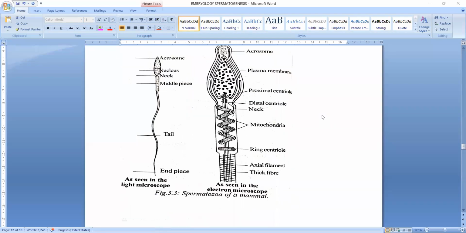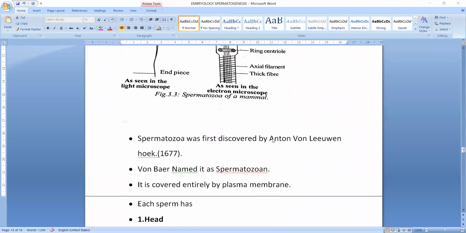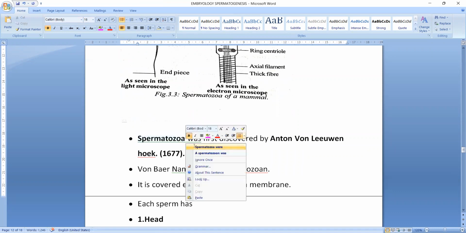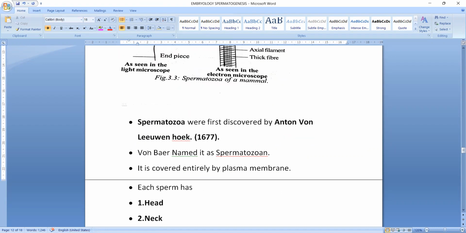Right. Spermatozoa structure. Spermatozoa was first discovered by Anton van Leeuwenhoek. He also discovered, at the same time, protozoans, bacteria, RBC, and also spermatozoa. So he called all of them animalcules. Anyway, the spermatozoa was first discovered by Leeuwenhoek, and the name spermatozoa was given by Von Baer.